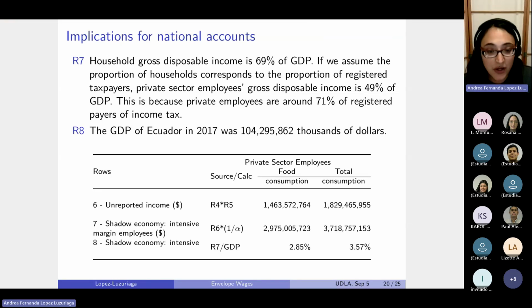You just take the GDP of the country and try to estimate how big the shadow economy is, the hiding of this income. Here we are going to talk about the intensive margin of these employees of the shadow economy. So it's not accounting for informality, but for employees that were reported, but whose wage is not truthfully reported. And we estimate that the calculation of the GDP is off by around 3%.